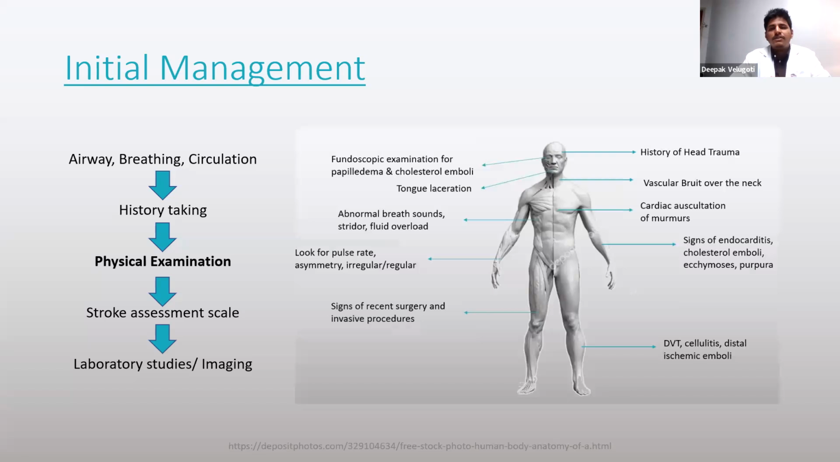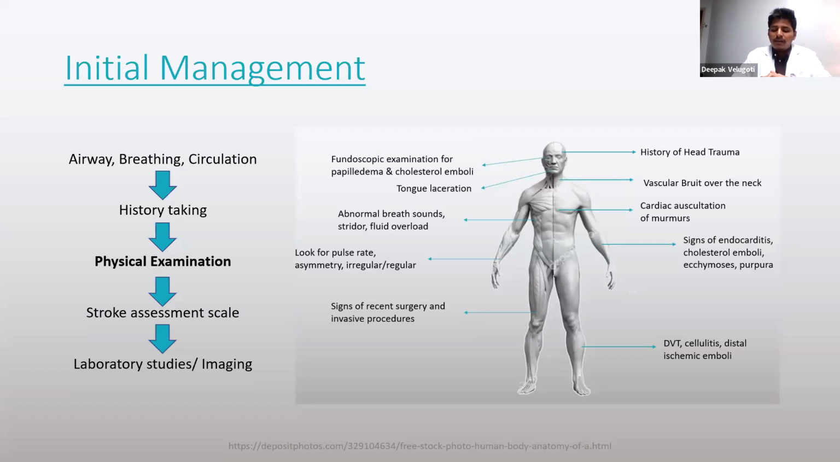Coming to the physical examination, we have to examine the patient from head to toe, so that we can find a few signs of the cause, or we can rule out a few other disorders that can mimic stroke. So coming from the head, if the patient has a history of head trauma, we can go for intracranial hemorrhages or subarachnoid hemorrhages. And we can assess with fundoscopic examination for papilledema or cholesterol emboli, that can give us the possibility of stroke because of the emboli that arise from bacterial endocarditis, and the presence of tongue laceration.